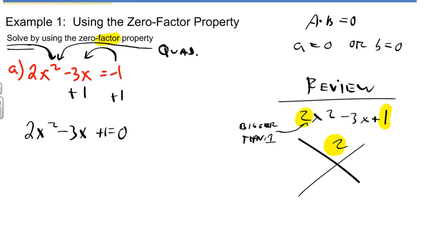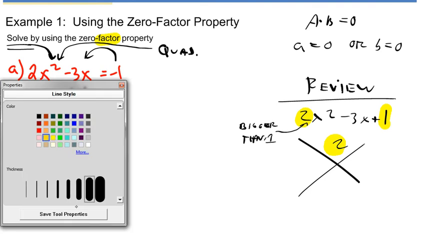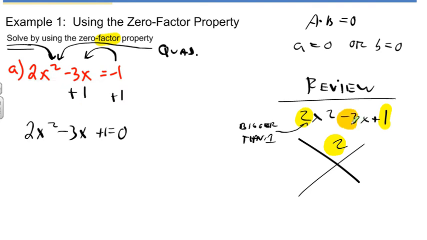Then you take the middle number and put that one on the bottom, so this -3 is going to go on the bottom. That's the way it always works: you multiply 2 and 1 to get 2, and the -3 goes on the bottom. Now we have to find two numbers that multiply to give us 2 and add to get -3. Wouldn't that be -2 and -1? -2 times -1 is 2, and -2 plus -1 is -3.